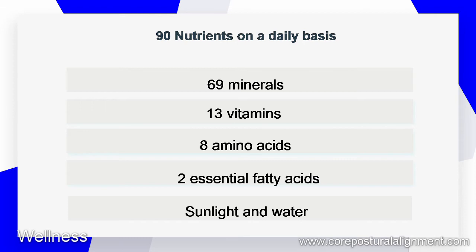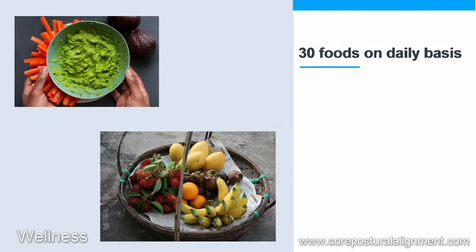And how do we get these? Well, it depends how broad your diet is, because different fruits and vegetables have a different complement of minerals and vitamins and amino acids, depending on where they're grown, what the soil's grown in, which part of the world they're grown. And they reckon that in order to maybe have these 90 nutrients on a daily basis, we need to be thinking about having 30 different foods. And that does sound a lot to most people.